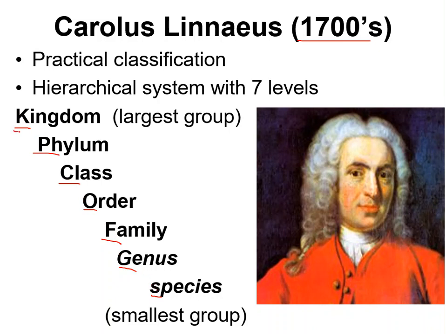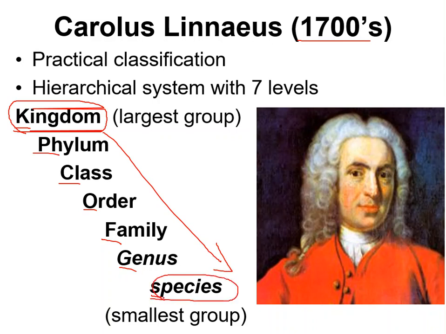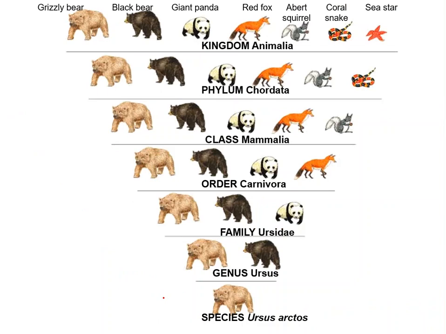The kingdom is the largest grouping of organisms. It has the most in it. And then as you progress down this list, you get to an individual species, which is the most specific. So here's an example. The animal kingdom, Animalia, consists of anything from sea stars to grizzly bears in this example here. Chordates are your phylum. They have a backbone, spinal cord. Chordata is going to eliminate the sea star because that's an invertebrate.